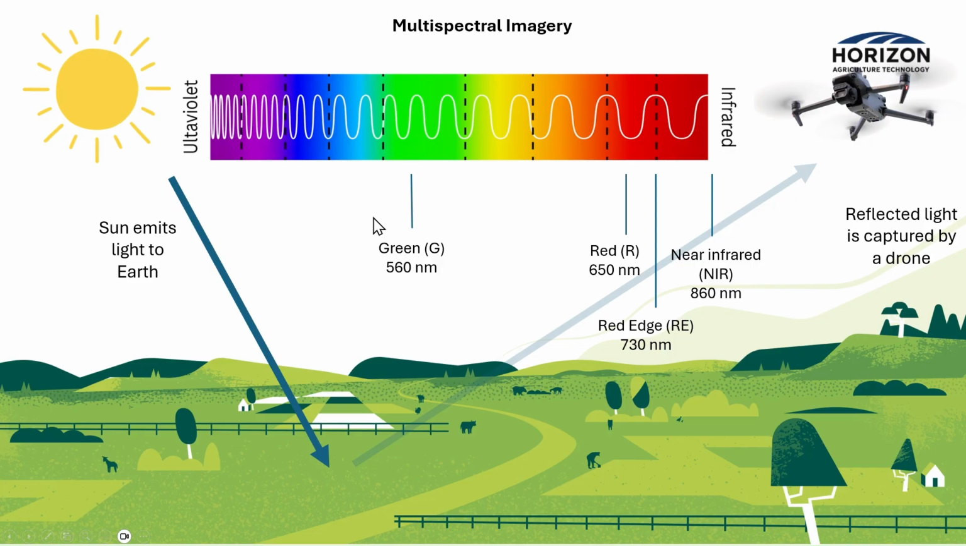Now let's switch over to multispectral data. Multispectral data captures a few wavelengths of light our eyes can't see. Typically, multispectral data measures green, red, red edge, and near-infrared light. We can't see red edge or near-infrared light with our eyes, but these wavelengths of light can be useful for analyzing crops.